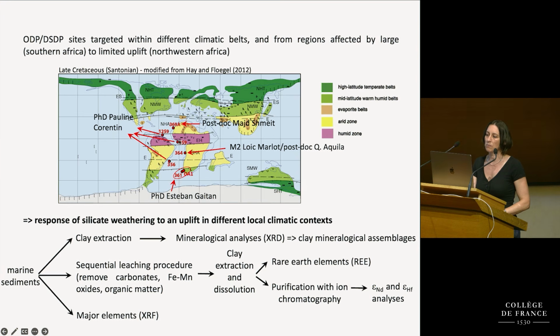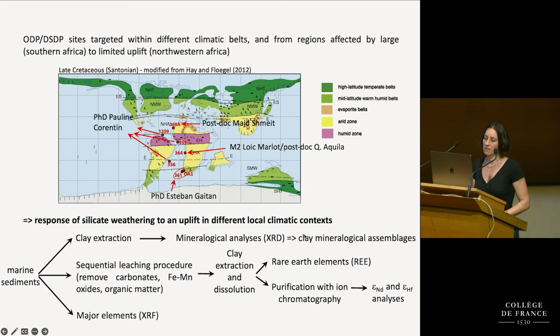So different ODP cores within different climatic belts and thus hydrolyzing conditions, and from regions affected by large uplift in South Africa to more limited mild uplift in Northwest Africa.